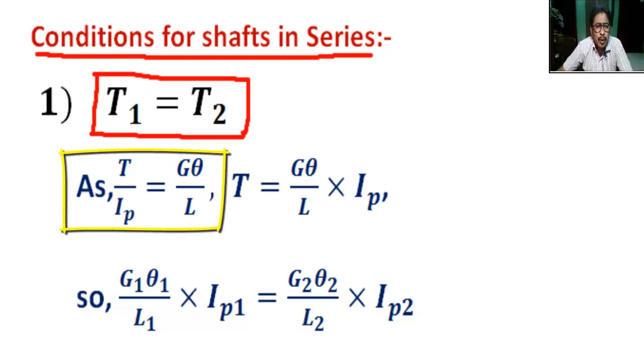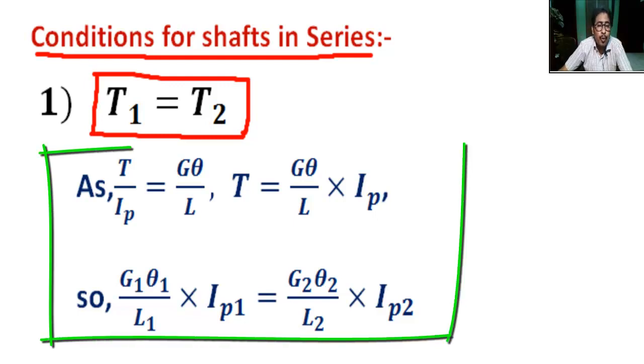Now, considering rigidity, considering the torsion equation under rigidity, T by IP equals G theta by L. T is the torque transmitted by the shaft, IP is the polar moment of inertia, G is the modulus of rigidity for the shaft material, theta is the angle of twist, L is the length of the shaft. So T equals G theta by L into IP.